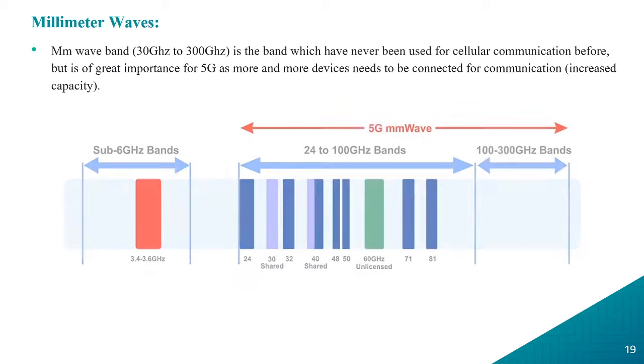Millimeter waves. Now the millimeter wave band is a band which has never been used for cellular communications before, but it is of great importance for 5G as more and more devices need to be connected for communication for increasing capacity. Millimeter waves bring many performance benefits, and it is an essential part of 5G systems. It provides mobile operators with a critical competitive advantage to address massive increases in mobile data demand.